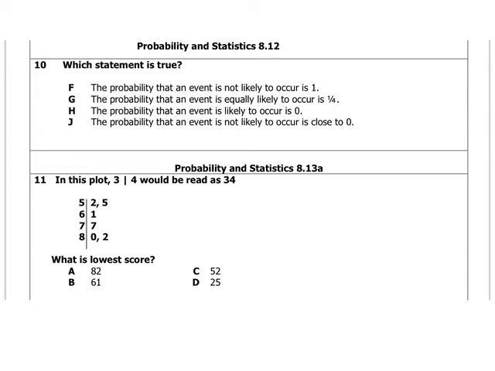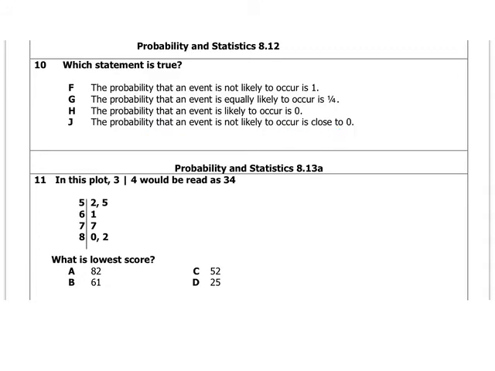Which statement is true? The probability of an event not likely to occur is 1. The probability of an event equally likely to occur is 1/4. The probability that an event is likely to occur is 0. And the probability that an event is not likely to occur is close to 0.